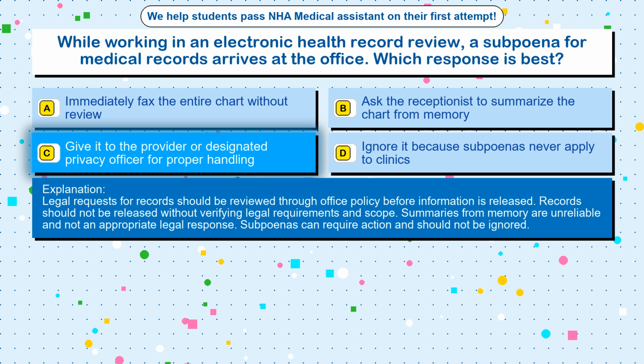Legal requests for records should be reviewed through office policy before information is released. Records should not be released without verifying legal requirements and scope. Summaries from memory are unreliable and not an appropriate legal response. Subpoenas can require action and should not be ignored.